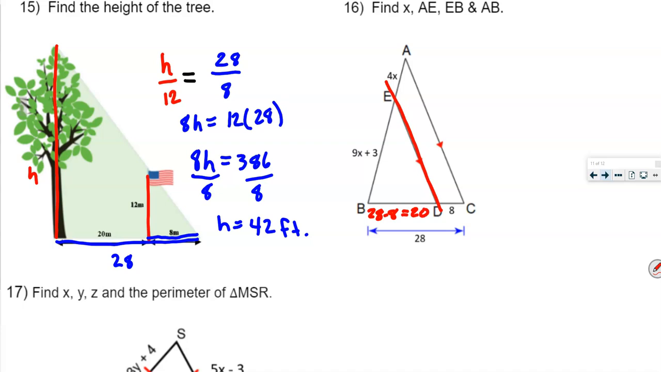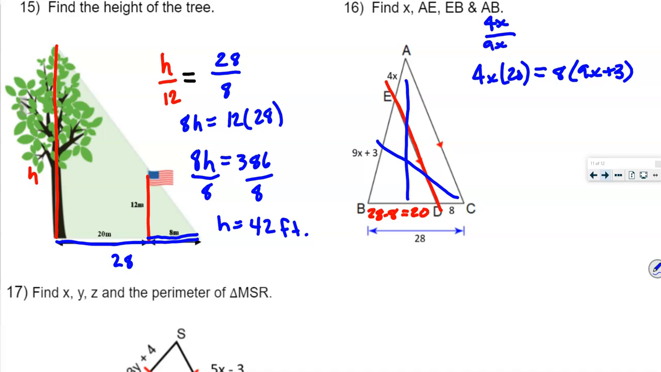So now I also taught my kids a hack here, right? So we can create an X here to skip a step. Now you don't have to skip this step, but you can create that X right there. So when we do that, that's going to be 4x times 20 is equal to 8 times the 9x plus 3. Now if you don't like that, again, you can set up your ratio. So if you set up your ratio the way it's drawn, it would be 4x over 9x plus 3 equals 8 over the 20.